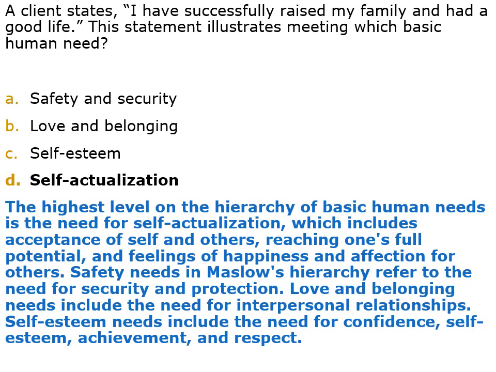You said self-actualization. You're correct. The highest level on the hierarchy of basic needs is the need for self-actualization, which includes accepting oneself and others, reaching one's full potential, and feelings of happiness and affection for others. Safety needs in Maslow refer to the need for security and protection. Love and belonging needs include the need for interpersonal relationships, and self-esteem needs include the need for confidence, self-esteem, achievement, and respect.